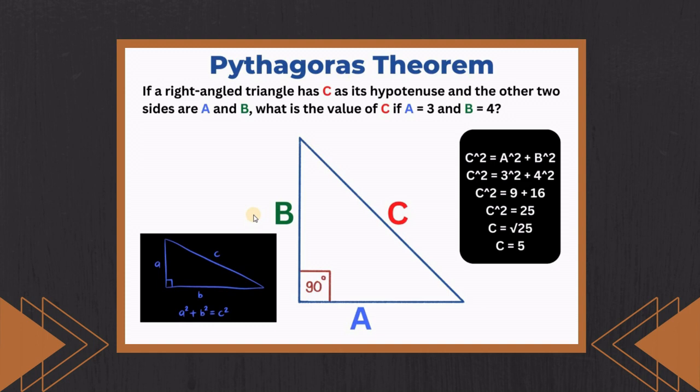And for those of you who love mathematics, then you would know what I'm talking about. If mathematics was not your favorite subject, then you can still learn a bit, but let me just go through it quickly. So as I can see here, here's the question. If a right angle triangle has c as its hypotenuse and the other two sides are a and b, what is the value of c if a equals 3 and b equals 4?